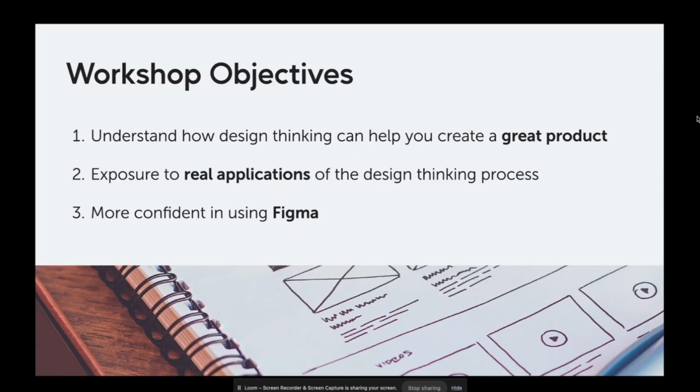So I think it'd be really important as well to define and let you guys know the workshop objectives, so you can look forward to the outcome of this workshop. The first thing is to understand how design thinking can help you create a great product. I think as software engineers, the goal is to create an excellent product, and design thinking can really help you reach that goal. Also, exposure to real applications of the design thinking process. I really wanted to showcase some real examples, either from me or just industry examples. Also, ultimately, I hope that you guys become more confident in using Figma after this workshop.